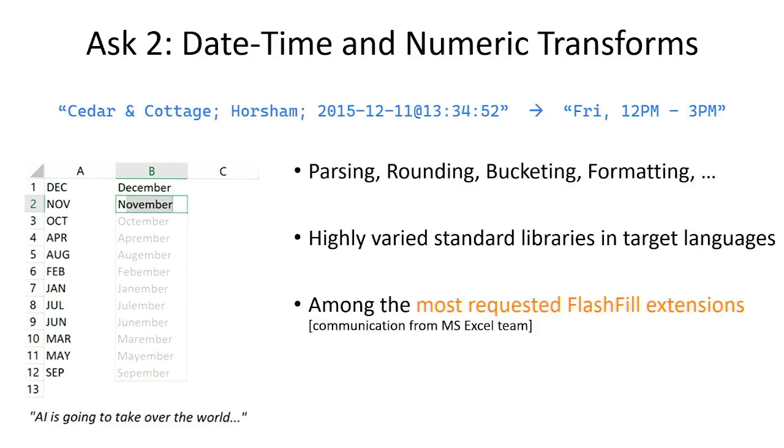So the thing that people want from date, time, and numeric transformations is things like parsing, rounding, bucketing, formatting, these kind of things, right? Rather than arithmetic. It's more common that people want to do this because it's easy to write a plus. It's harder to write a round. And also date, time, and numeric transformations have very highly varied standard libraries in different languages. So each language has very different date time functions, for example. And it's among the most requested FlashFill extensions.